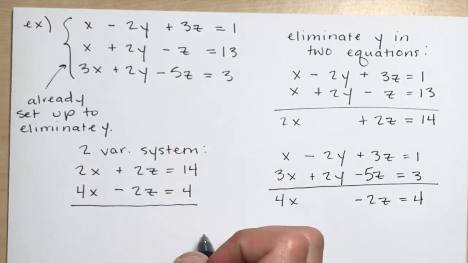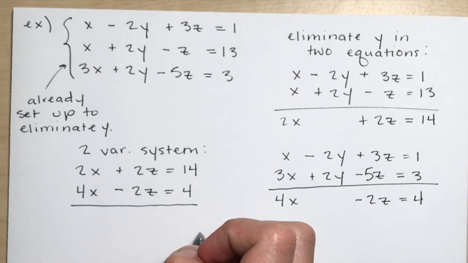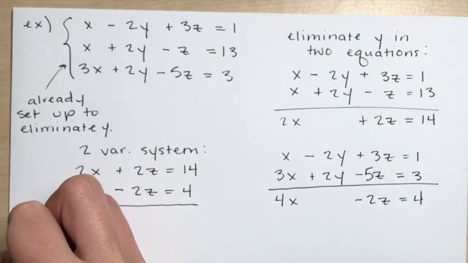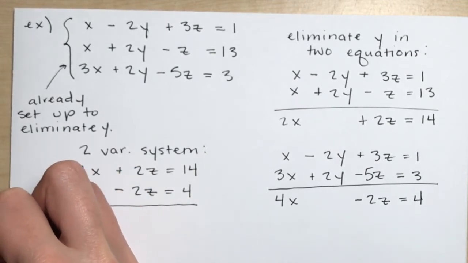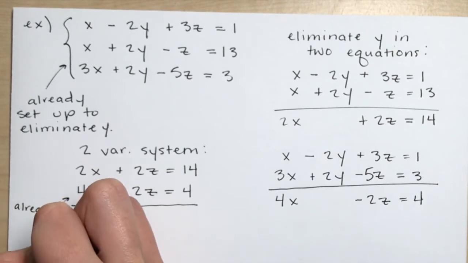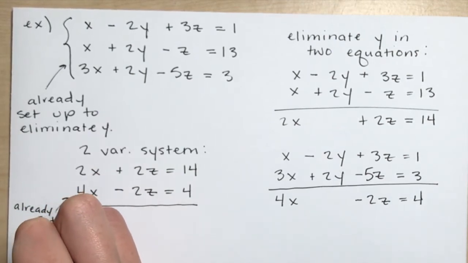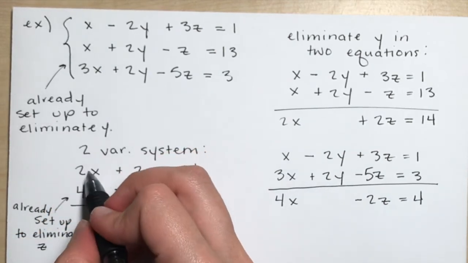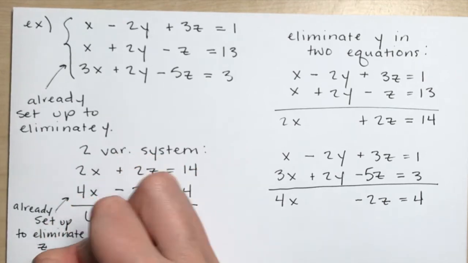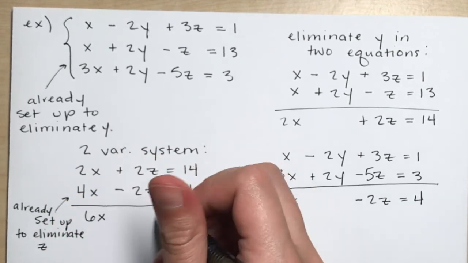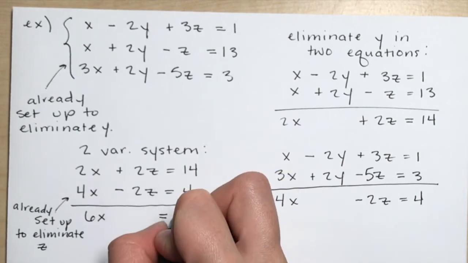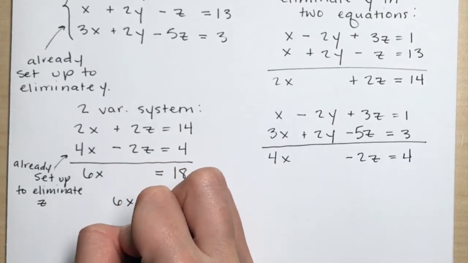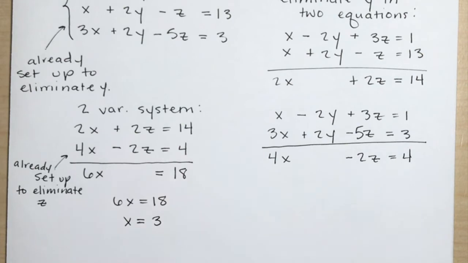But what's up with this? What would be easier here? We're already set up to eliminate z. So let's go ahead and do that. So we add this first column, we get 6x. We add this second column, we get 0, right? That's the elimination. We add this third column, we get 18. 6x equals 18 means that x is just 3.